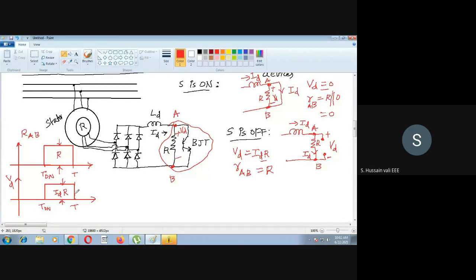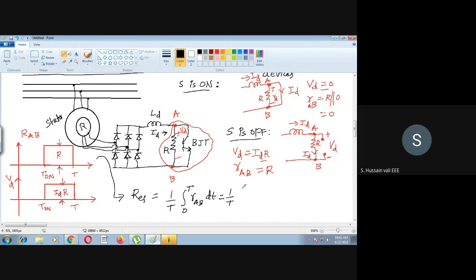So R effective here means the average of this waveform. We will find out the average of this waveform. What is the average of this waveform? I will say R effective. The average is 1 by time period, integral 0 to time period, R dt. So you will get here 1 by time period.